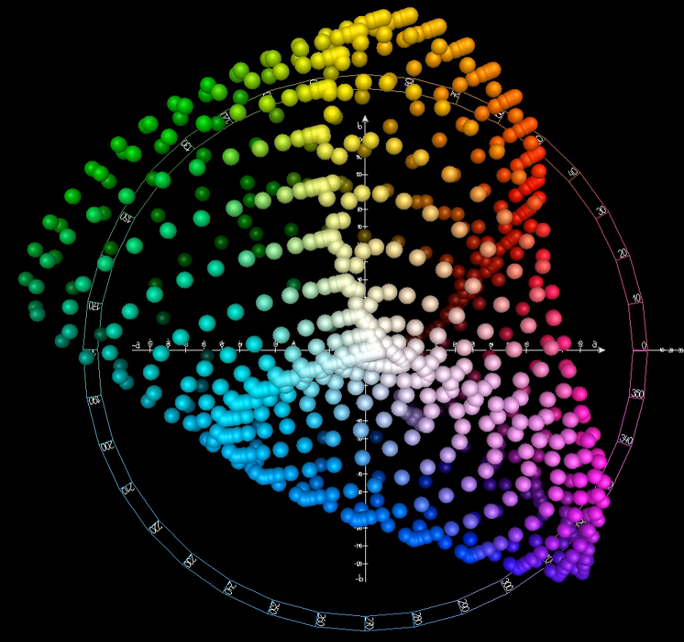CIELAB was designed so that the same amount of numerical change in these values corresponds to roughly the same amount of visually perceived change. With respect to a given white point, the CIELAB model is device independent. It defines colors independently of how they are created or displayed. The CIELAB color space is typically used when graphics for print have to be converted from RGB to CMYK, as the CIELAB gamut includes both the gamuts of the RGB and CMYK color models.